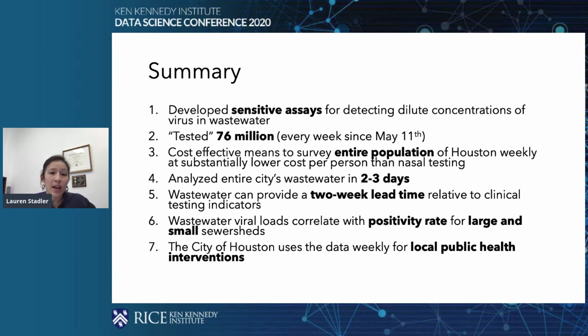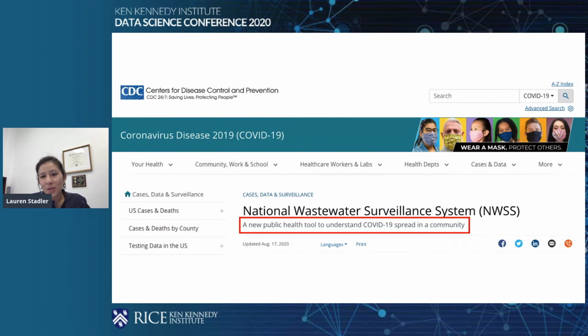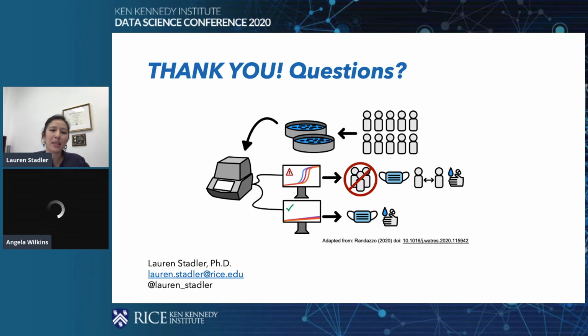We've shown that wastewater can provide a 2-week lead time relative to clinical testing indicators, and that wastewater viral loads correlate with positivity rate for both large and small sewer sheds. This data is being used by our health department in real time to inform local public health interventions. Ultimately, we hope that this research and these efforts, not just by our team, but by the entire community working in this space, will result in an effective national wastewater surveillance system, not just for this pandemic, but for future pandemics and for other infectious diseases. And that wastewater can be mined as a valuable source of information on community health. And with that, I will conclude, and I'd be happy to take any questions.